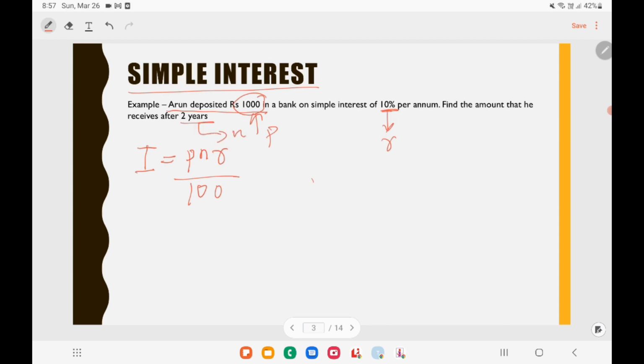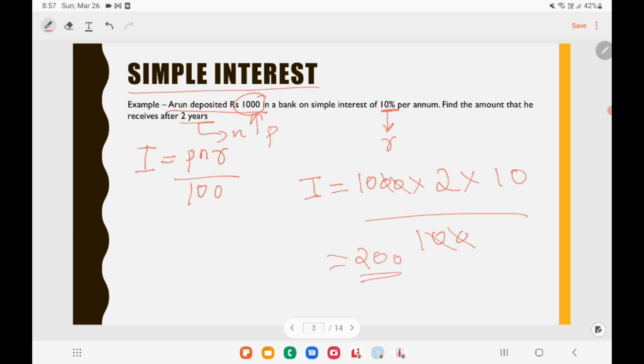So I, interest, is equal to P, which is 1000, into N, which is 2 years, so 2, into R, which is 10, divided by 100. So 2 zeros will get cancelled. You will get 200. So the interest is 200. After 2 years, you will be getting a total interest of 200.